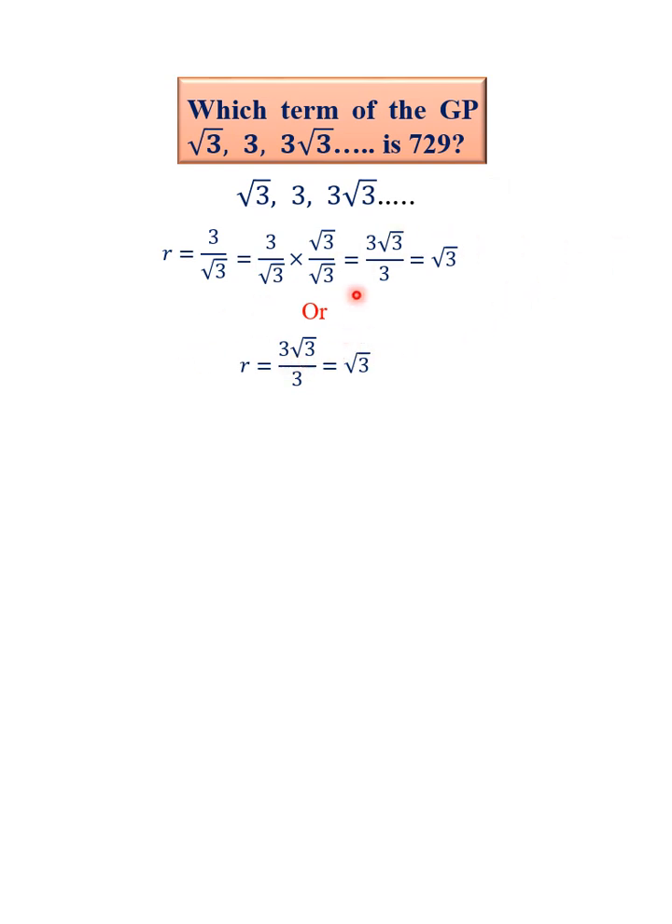So now that we've obtained the common ratio, the question says we should find the term that is 729. So let the term be n, so that the nth term of a GP, Tn, is equal to a r to the n minus 1. What we are just looking for is n, to know the term that is 729. So we are told that the term is 729. Let's substitute our values. a is the first term, and the first term here is root 3, times r, the common ratio, which is also root 3, raised to power n minus 1.